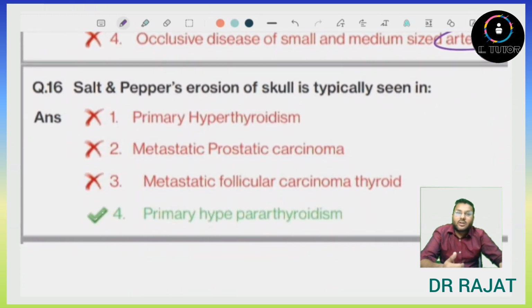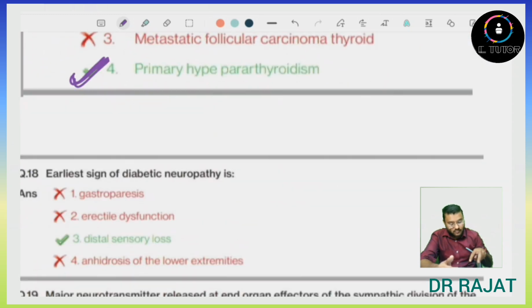Salt and pepper erosion of skull is typically seen in. So this is a direct question. We know that salt and pepper erosion of skull is seen in primary hyperparathyroidism. Option number 4.